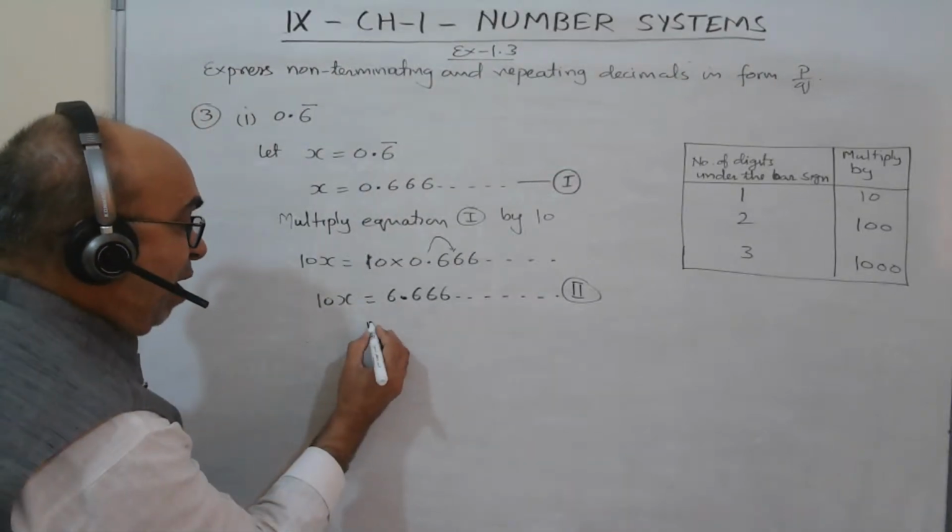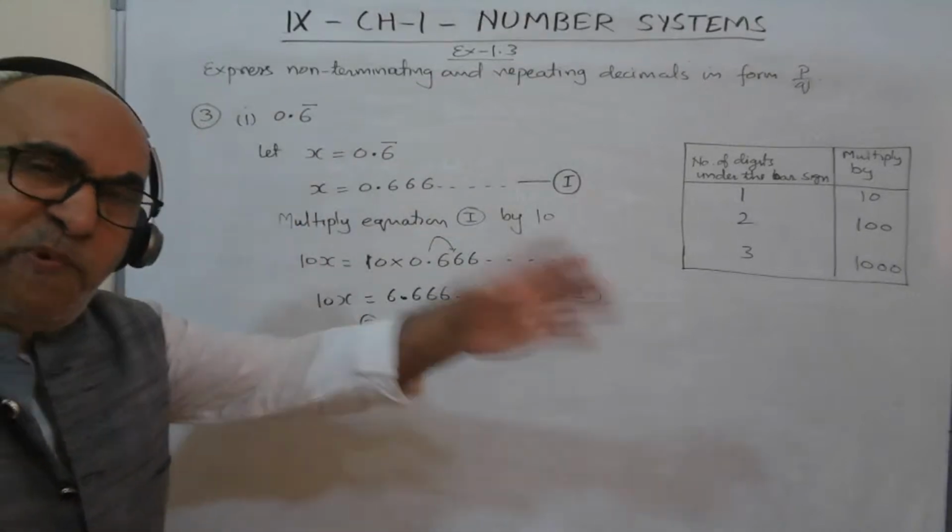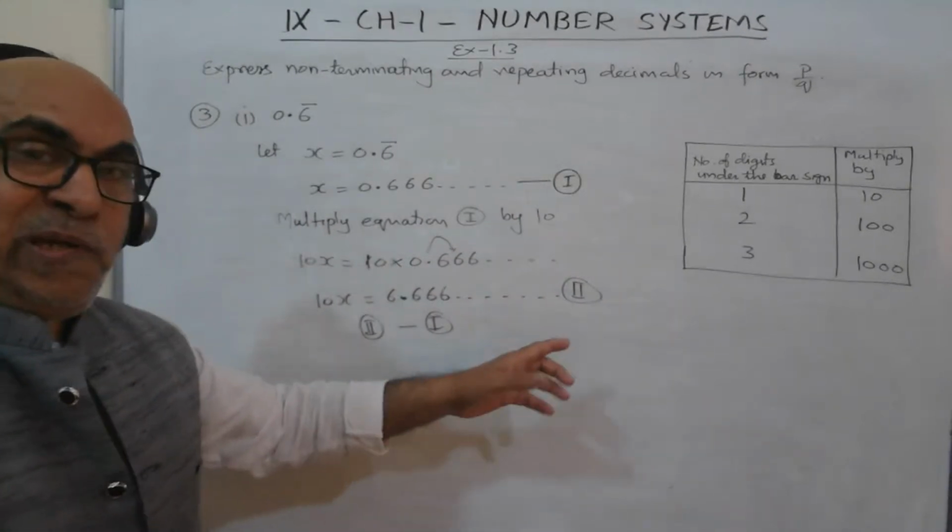Now the next step, which you have to follow in every question: second minus first. In every question you will get equation 1 and equation 2, then subtract them.